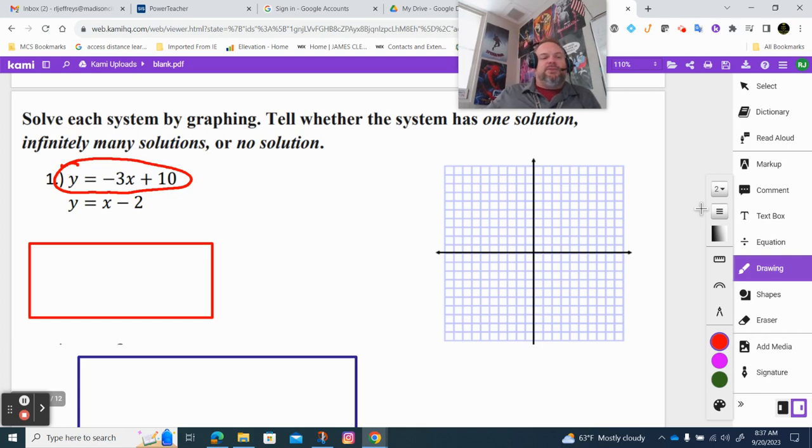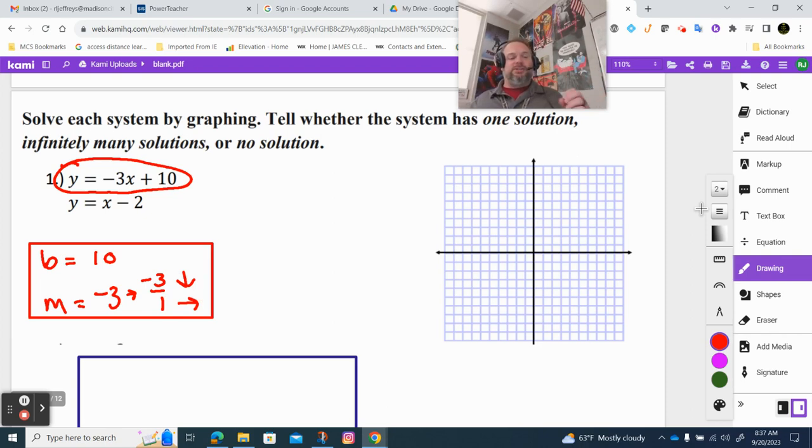So for this one, what is our b? What is the number without x? 10. Our m means slope. Remember, what is the number beside x? -3. As a fraction, that's -3 over 1, because we're going to go down 3 and to the right 1. So let's graph that one.